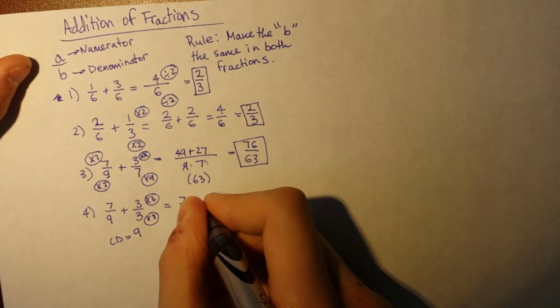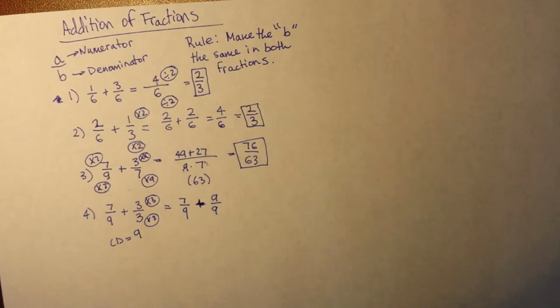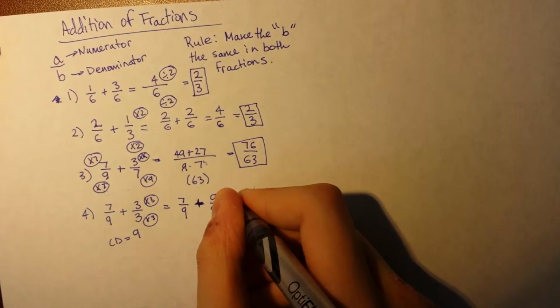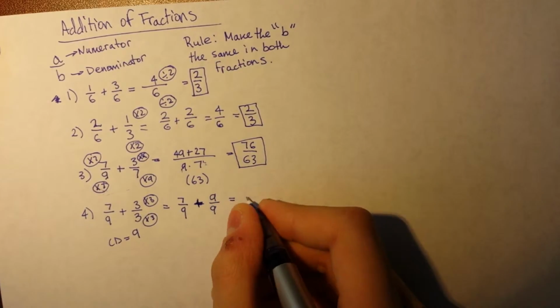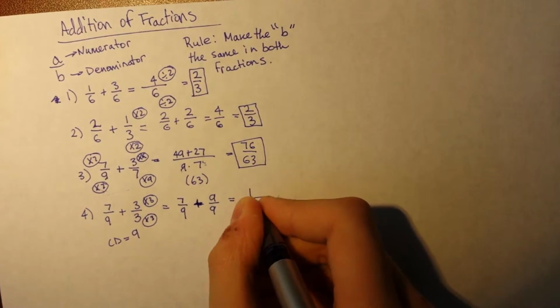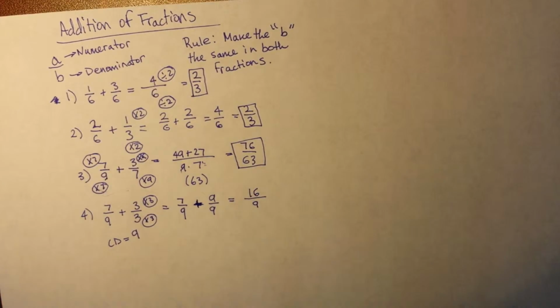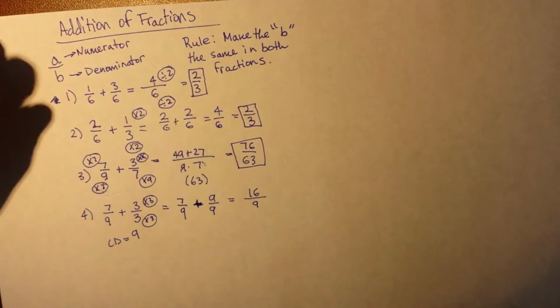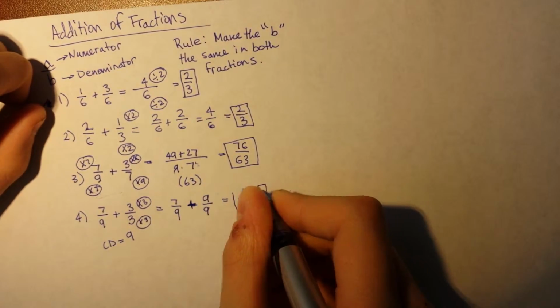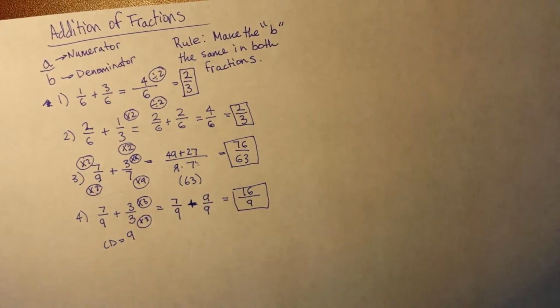Plus 9 over 9. And we add, the denominator stays the same, and the numerator adds up to 16. So our answer will be 16 over 9. And yes, this is the most simplified one.